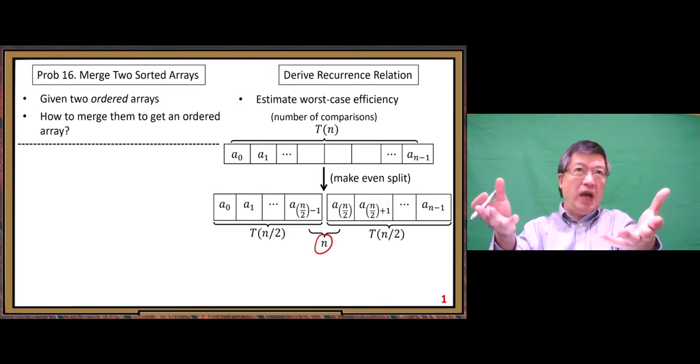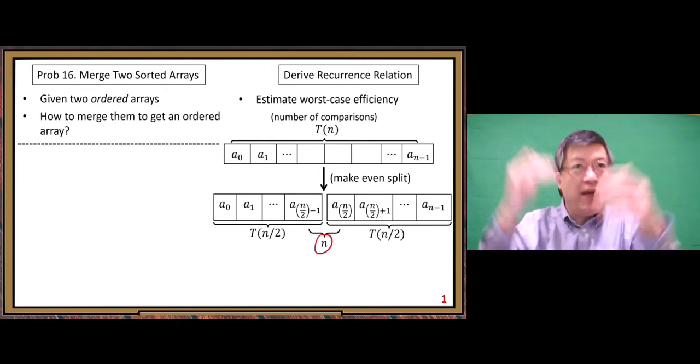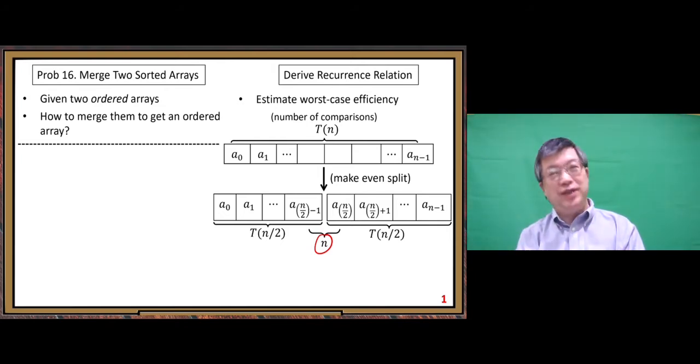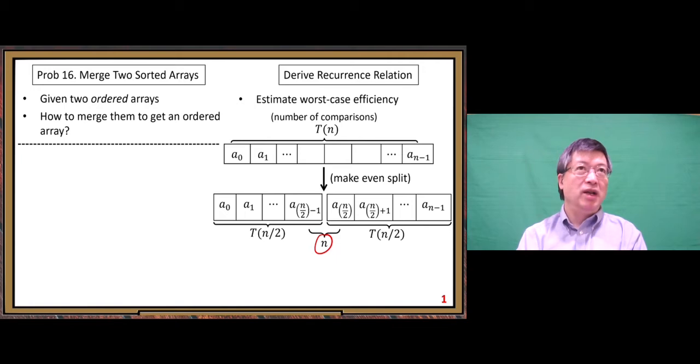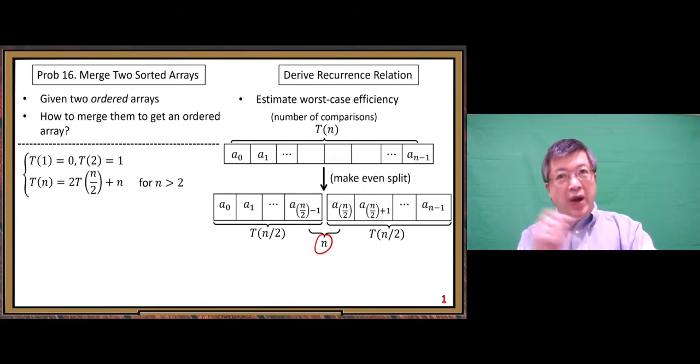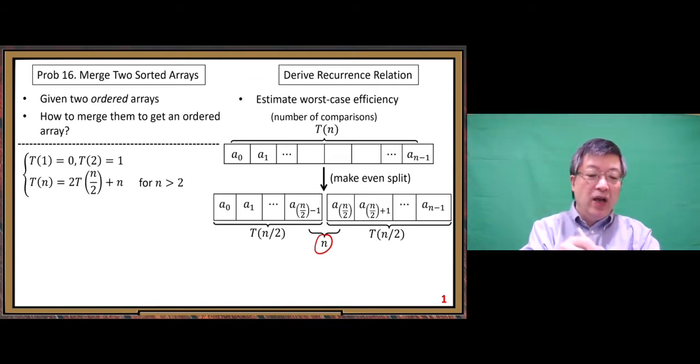When we do something extra, we need to pay that cost. We will pay a little more, so that minus 1 cannot save us much. That's why for simplicity, we just use n. Now we can write our recurrence relation in this way.